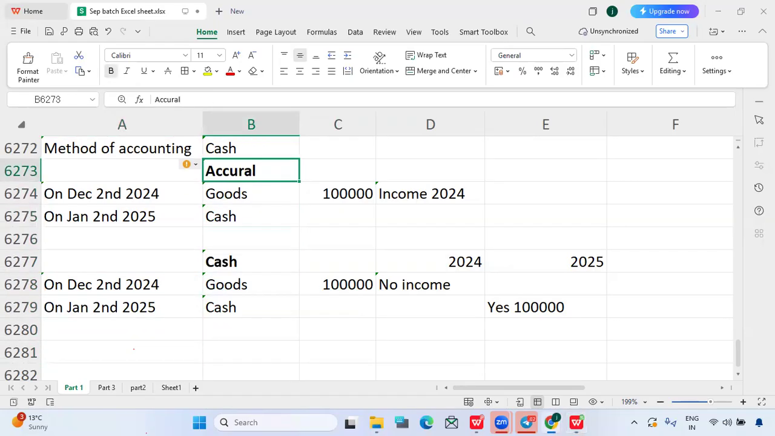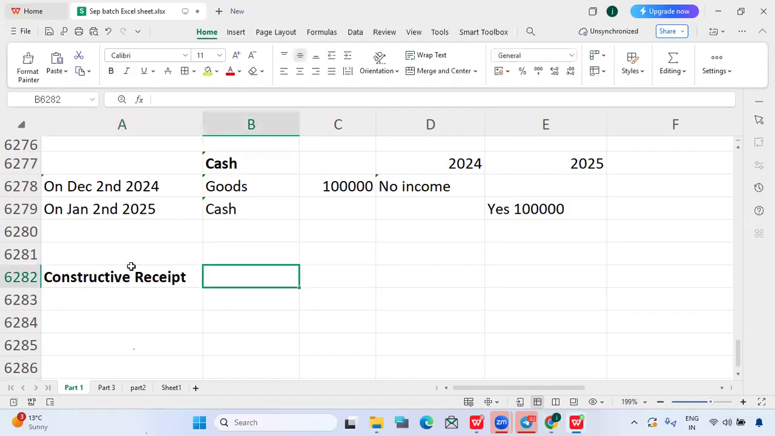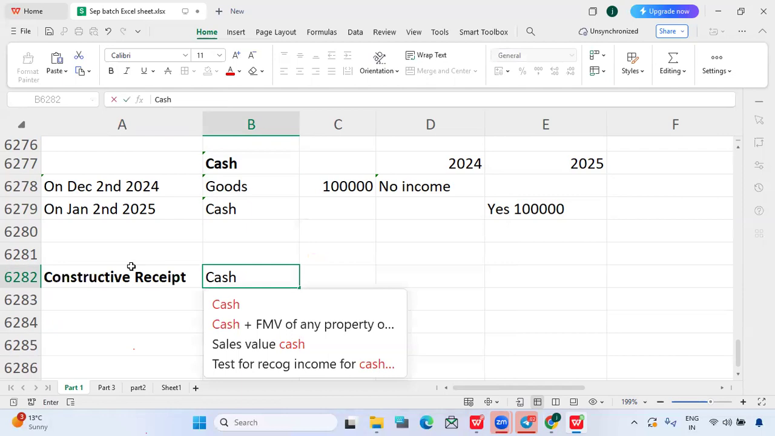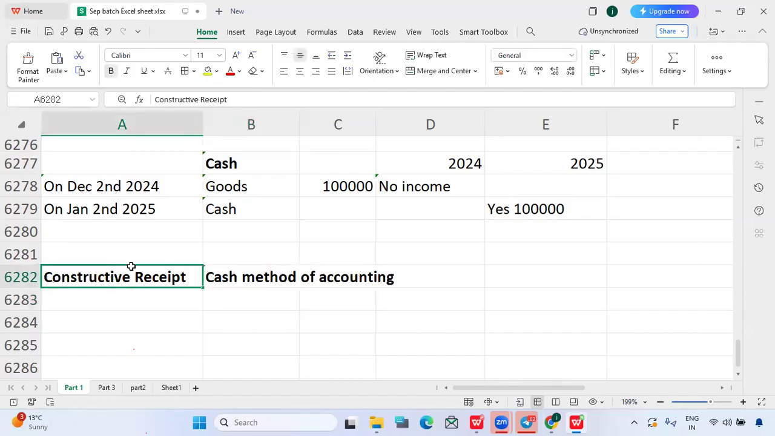So if you are from an accounting background, then we know all this, right? And constructive receipt of income, we can see this concept only in case the taxpayer follows the cash method of accounting. If the taxpayer follows the cash method of accounting, then only we can see constructive receipt of income.